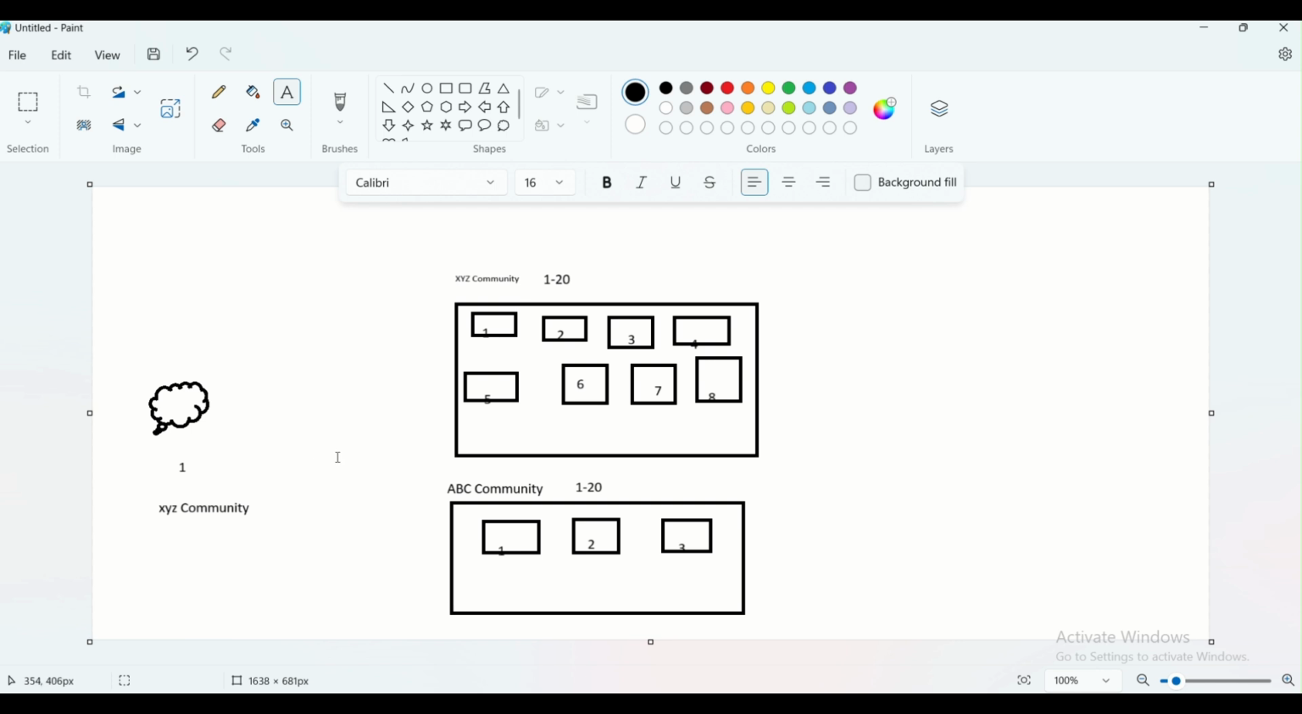Similarly, for the ABC community, if you come to the ABC community and ask for house number 1, ABC community knows where house number 1 is, but the internet does not know where house number 1 is. The internet only knows XYZ community or ABC community, which is unique across the globe. Those are public IPs. So this 1 to 20 is called a network. This network you need to establish with private IP addresses, and you need to reach that network with the help of a public IP. The same concept applies for every organization.